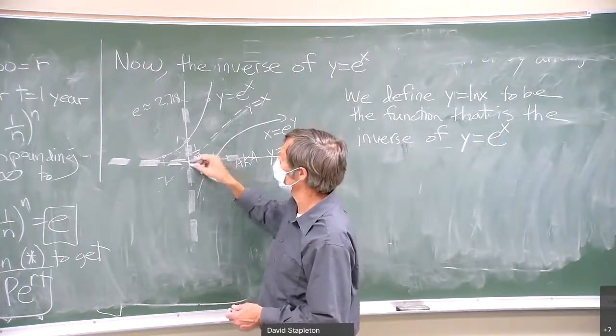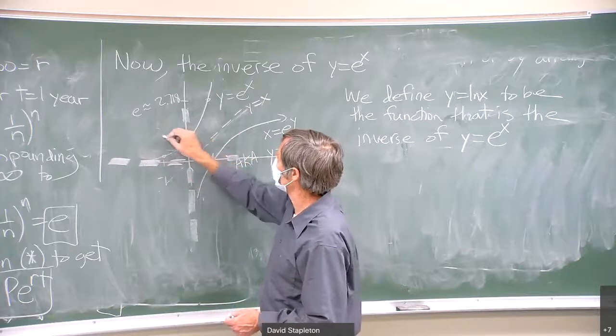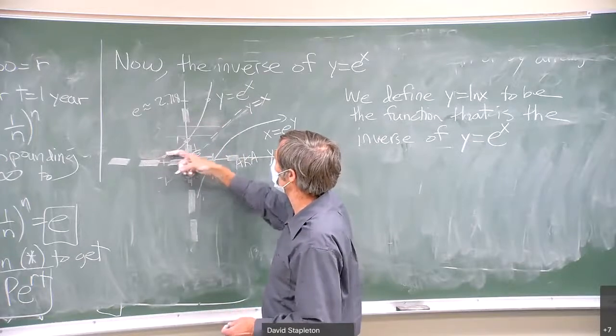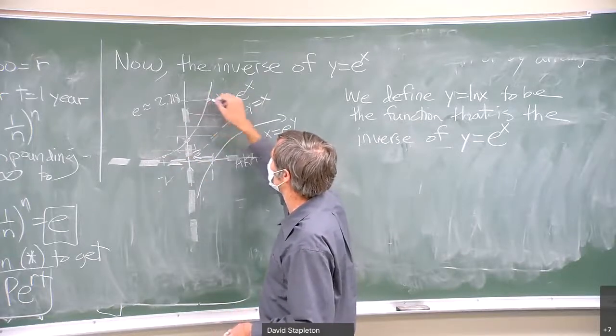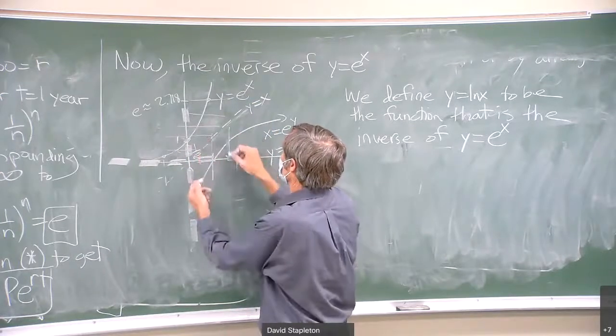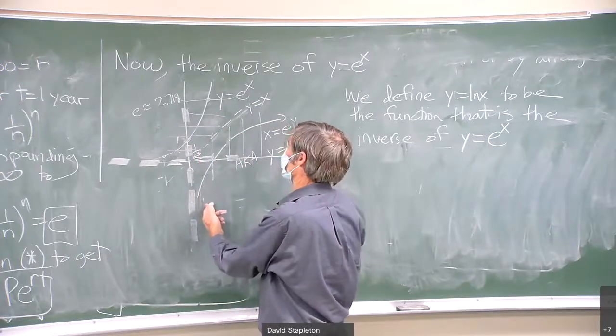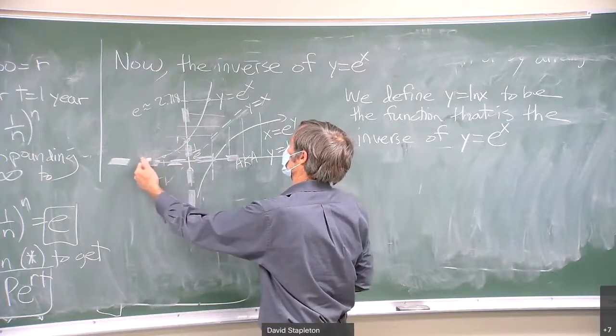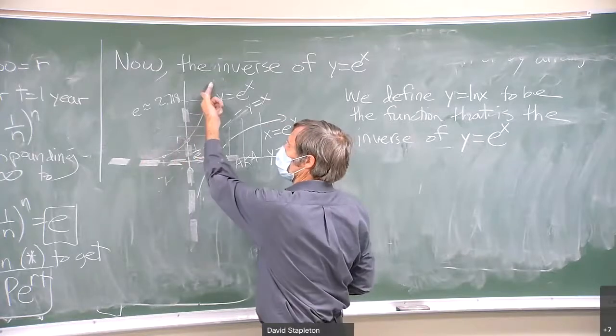This is the tricky algebra here. If no horizontal line intersects a function like this one more than once, because e to the x is always increasing, then when I flip it, these horizontal lines become vertical, and no vertical line will intersect more than once.